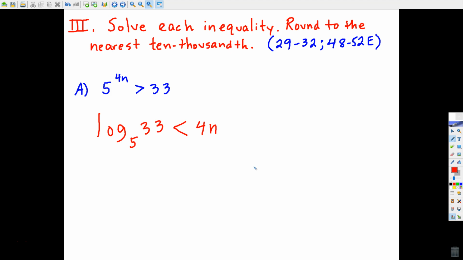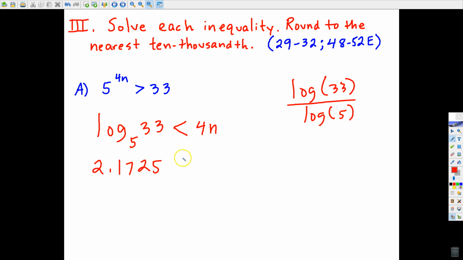All right, so now we just go through the normal process, change of base. So get your calculator, log 33 divided by log 5. Can you give me that number? Log 33 divided by log 5, what is that decimal? Okay, and now to get our answer, all we have to do is divide that decimal by 4.